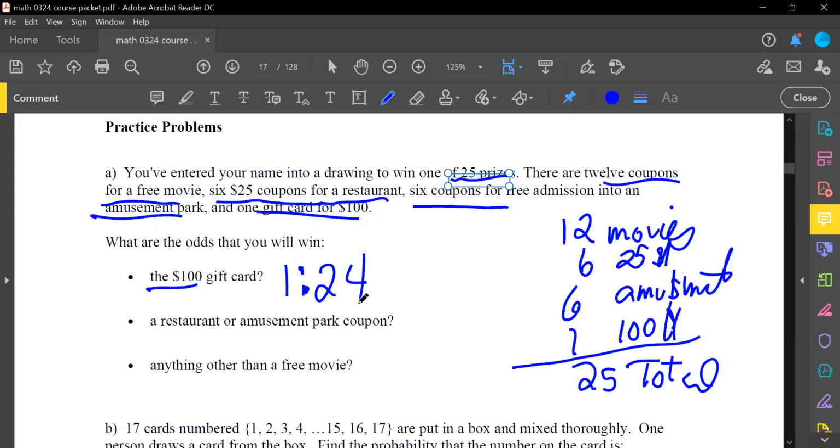Okay, then I want the odds I get a restaurant or amusement park coupon. So a restaurant, amusement park, where's the restaurant? $25, this is the restaurant. So I've got 12 ways of getting those, and there are 25 options out there. If I add these other ones up that I don't want, I'll just star them. That's 13. So it's 12 to 13. I don't have to reduce that.